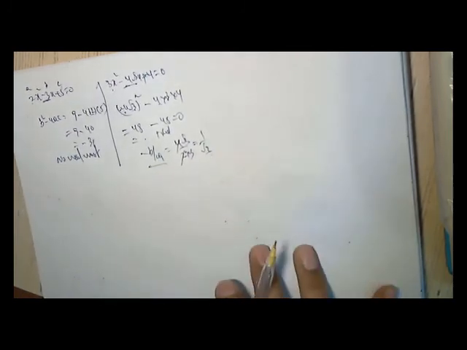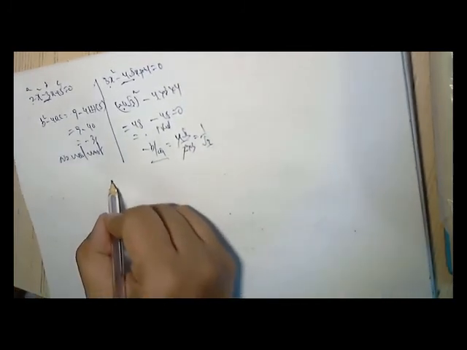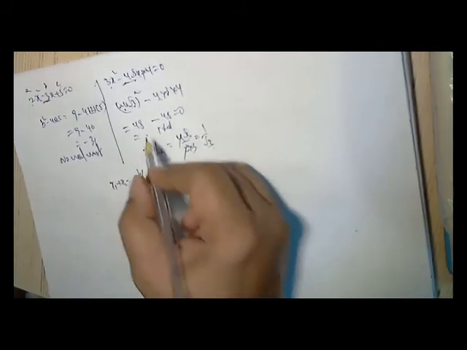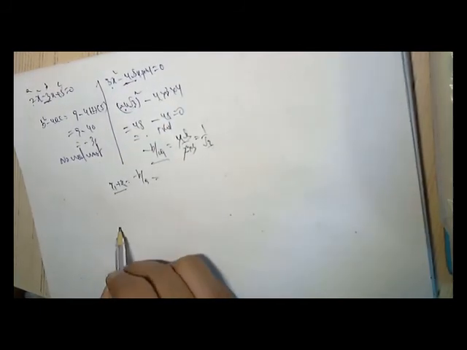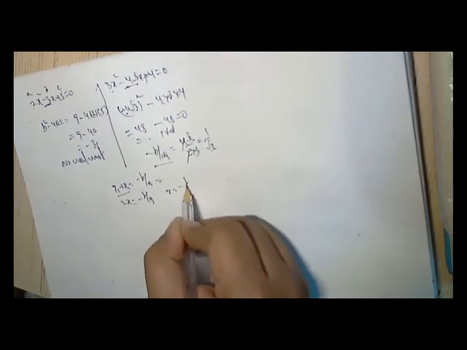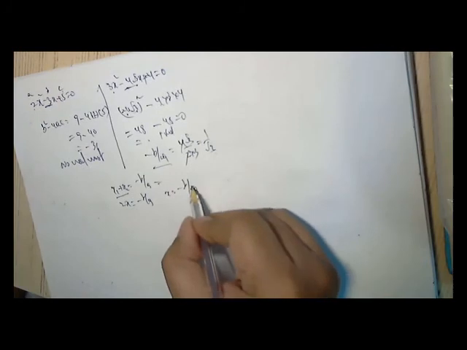How did we get minus b by 2a? The sum of two roots is x1 plus x2 is equal to minus b by a. But here both roots are the same. So 2x is equal to minus b by a. x is equal to minus b by 2a. So this is the root.